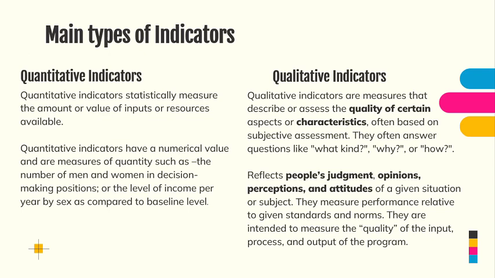So the main types of indicators, we have the quantitative indicators and the qualitative indicators. Quantitative indicators statistically measure the amount and value of inputs or resources available. So these are quantifiable, they are numeric in nature. While qualitative indicators are measures that describe or assess the quality of a certain aspect or characteristics, often based on subjective assessment. They want to answer the why, the how, and what kind. These indicators focus more on the personal judgment, opinions, and perceptions, as well as attitudes, of that community.